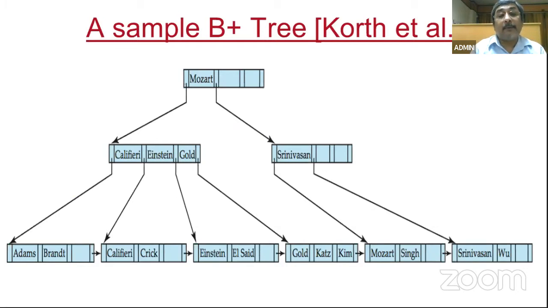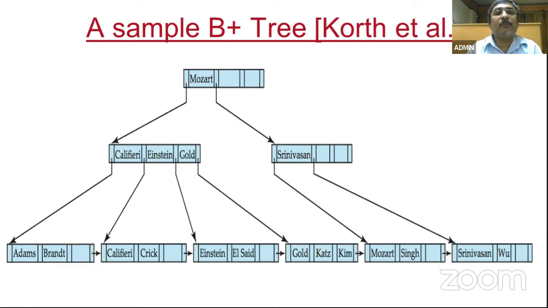Now, for example, somebody asks me to search for Srinivasan, whether Srinivasan is there or not. So I take Srinivasan and again start with Mozart. Is Srinivasan less than or equal to Mozart? No, it is not. Then I find that I cannot ask this question anymore. The moment I cannot ask this question anymore, I need to look at the key value where I asked the question last. Where did I ask the question last? Mozart. So to the right of Mozart, what is the link? I need to traverse that.